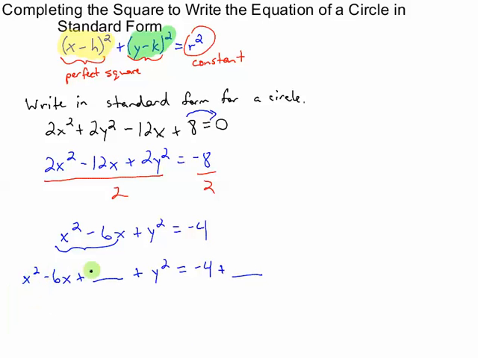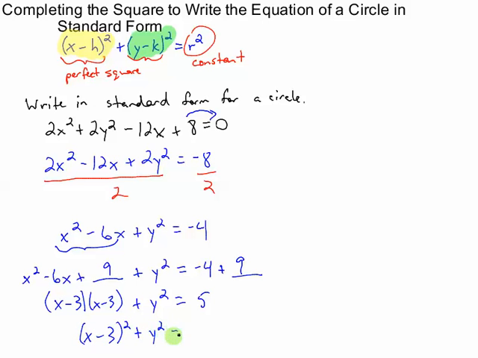Now if I go to factor this, you should see that you're going to get x minus 3 times x minus 3 to get the negative 6 in the middle, and the constant that I'd have to add up here would be the negative 3 times the negative 3, which is 9. Keep it balanced. Copy down the rest of it now. Negative 4 plus 9 is 5 again, and we end up with x minus 3 squared plus y squared equals 5. So this is the standard form for this circle.